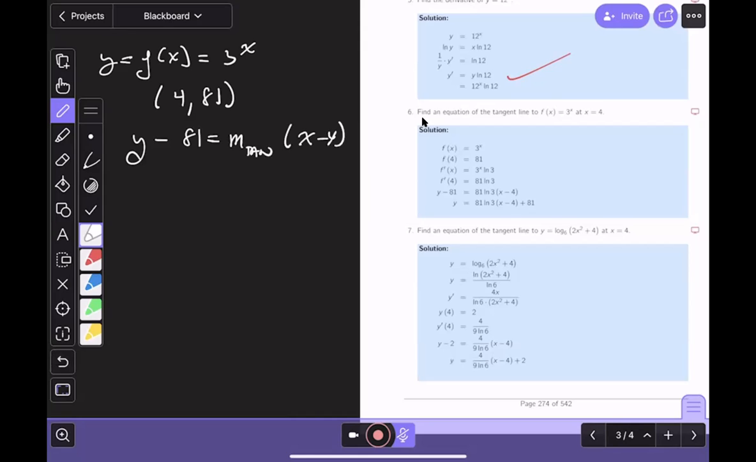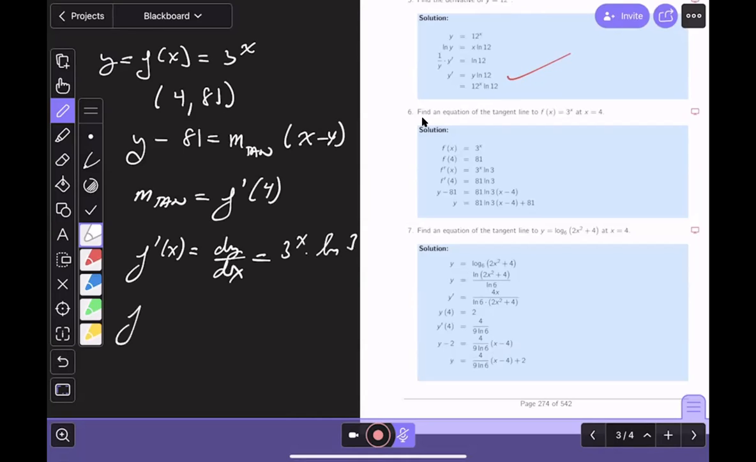Well, let's go for m tan. What's m tan? m tan is going to be f prime evaluated at 4. Well, I need to find f prime. What's f prime? It's dy/dx. Well, I just did this, so I think I could probably do this again. Its derivative is going to be 3 to the x times ln 3. What's f prime of 4? It's going to be 81, because 3 to the 4 is 81, times the natural log of 3.